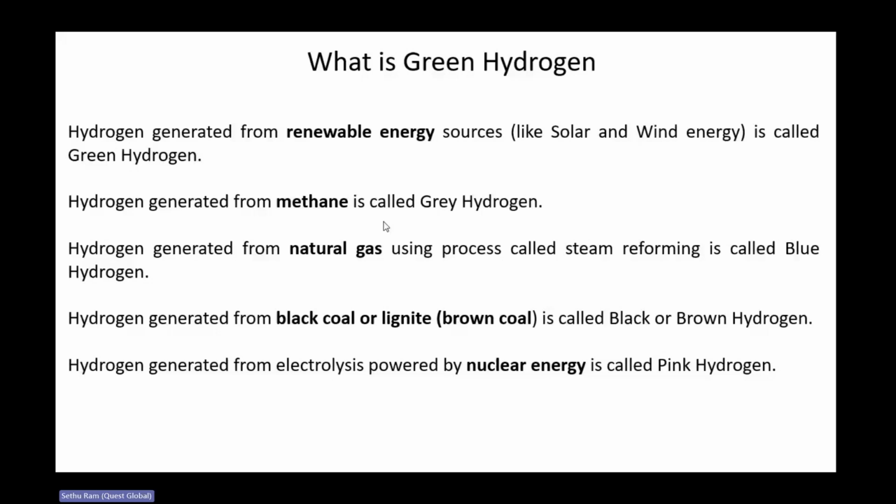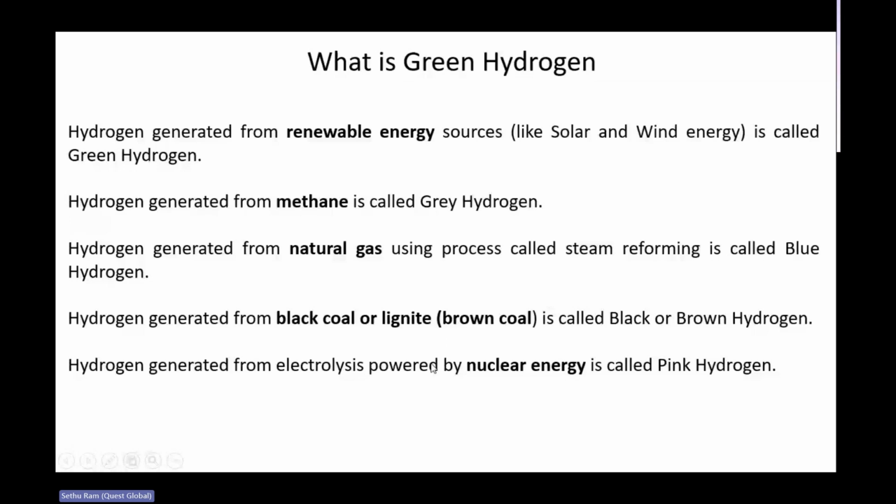Then, for producing hydrogen also, so many processes are there, like hydrogen generation from renewable energy like solar and wind. This is called green hydrogen, and the same hydrogen can be produced from methane, the same hydrogen can be produced from natural gas, from black coal or brown coal, and the same thing can be produced from nuclear energy.